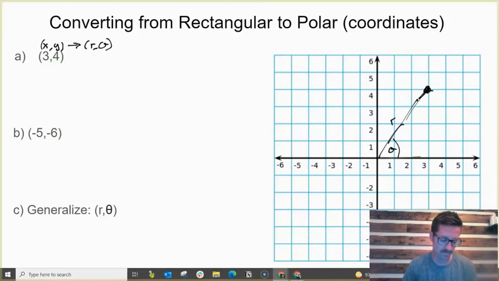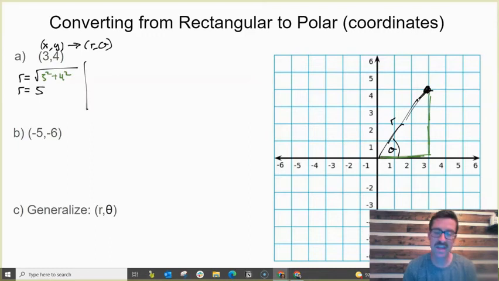What we can see is that if I drop a vertical and turn this into a triangle, this is a right triangle with one leg of 3 and one leg of 4. So I can use the Pythagorean theorem to find my radius. We're just going to do 3 squared plus 4 squared, and if you simplify that, you get that the radius is 5.